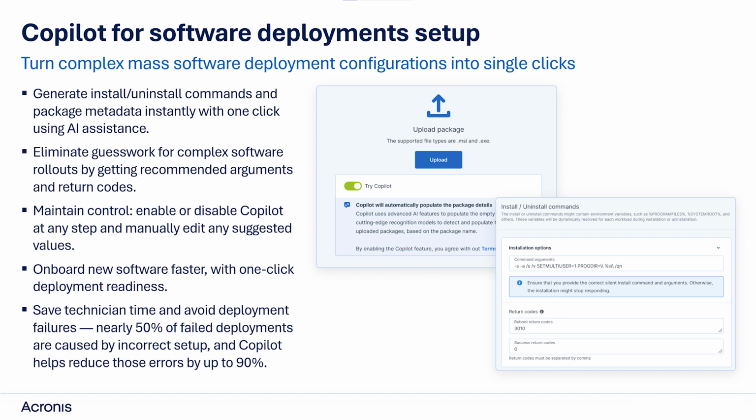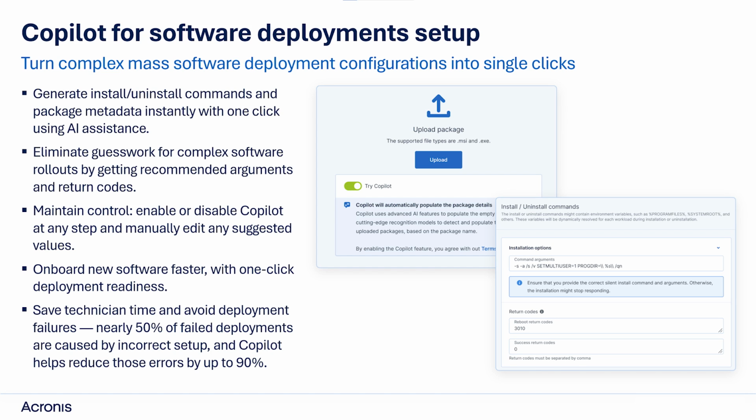Today, I'm excited to introduce Copilot for Software Deployment Setup, a smart automation tool that helps you deploy software faster and more reliably. Why did we build this feature? Because managing custom software deployments is time-consuming and often leads to errors. You must input software names, versions, vendors, install and uninstall commands, return codes, all manually. These steps take time and are prone to human mistakes, nearly 50% of cases leading to failed deployments and rework.